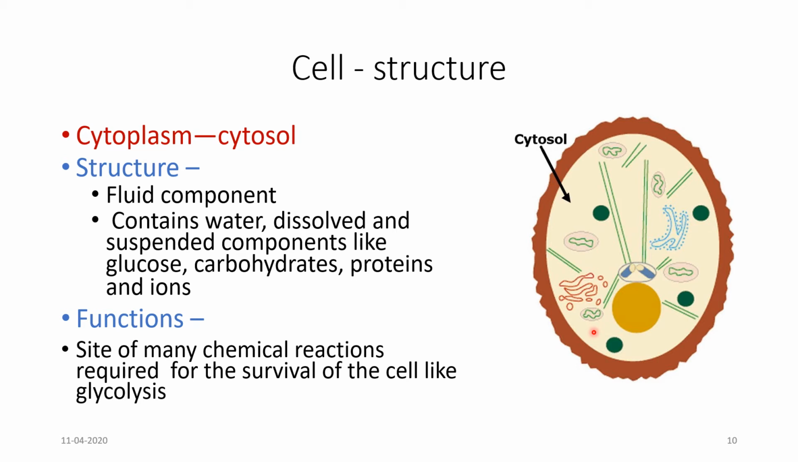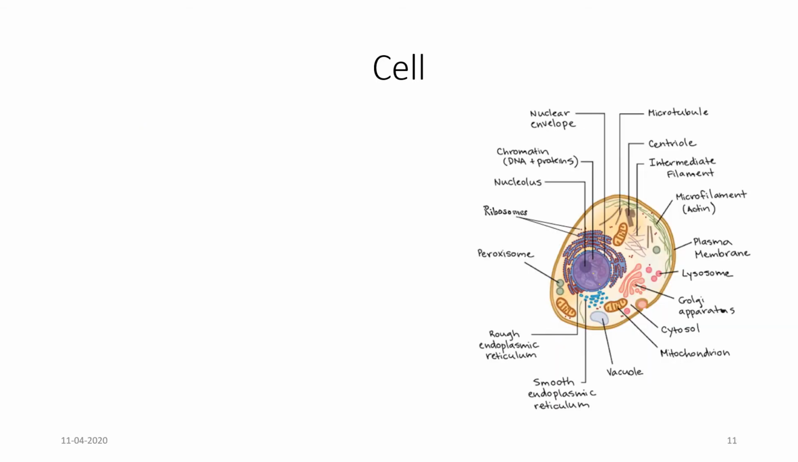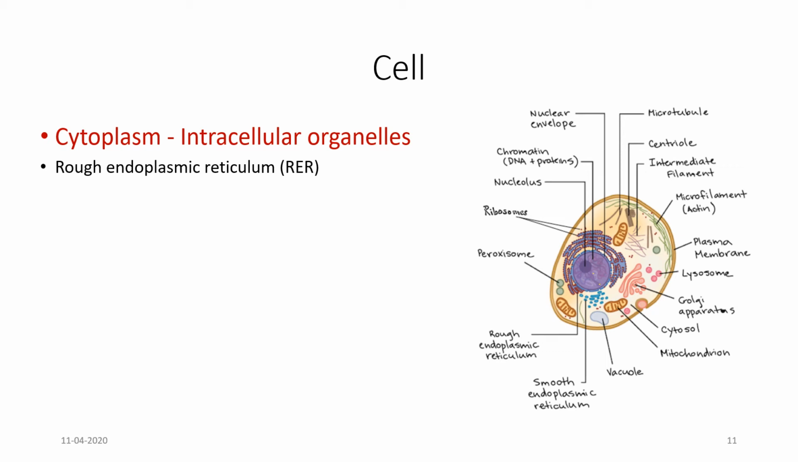For example, glycolysis: the cytosol component of the cytoplasm is required for this function. And what are the other components in the cell? Within the cytoplasm, there are the intracellular organelles. So what are these intracellular organelles?